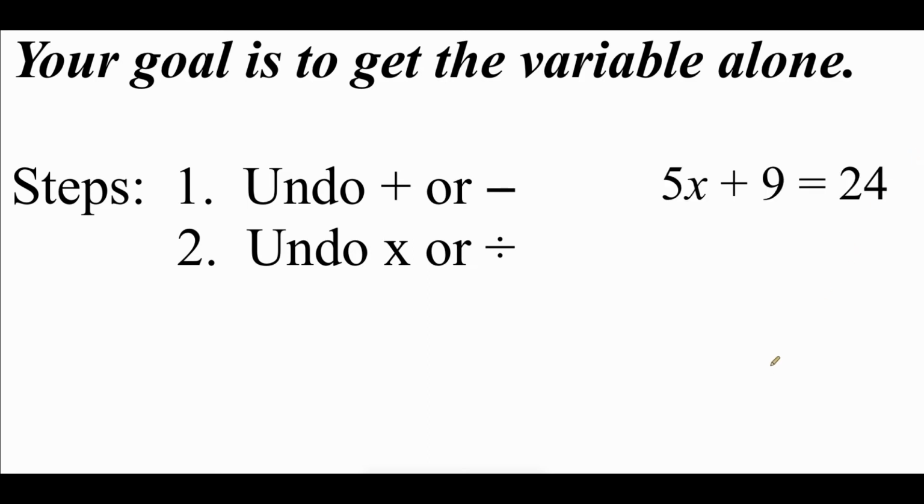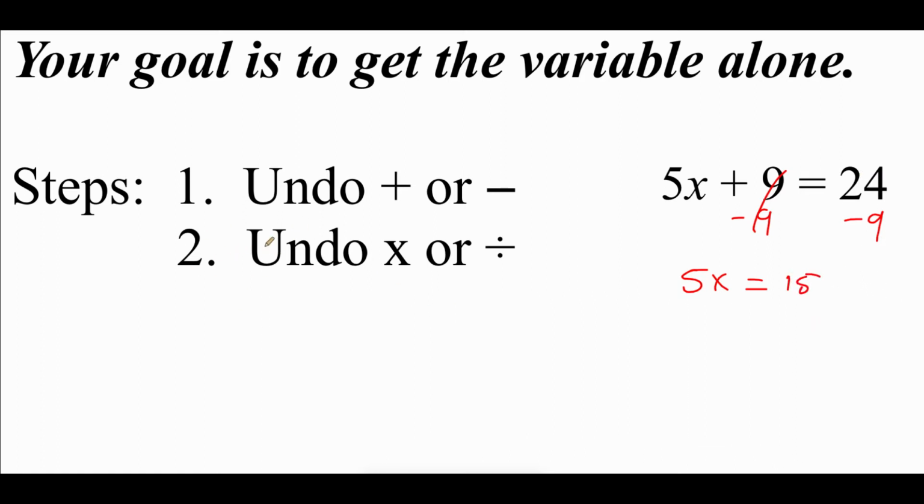So in this example, we've got the equation 5x plus 9 equals 24. Step number one says that we want to look for addition or subtraction to get rid of within our equation. So I see this plus 9 happening on the left-hand side. The opposite of adding 9 is subtracting 9, so I need to subtract 9 from both sides of my equation. On the left-hand side, the plus 9 and the minus 9 cancel each other out, so we just have the 5x left over. On the right-hand side, when we take 24 and subtract 9, we get 15.